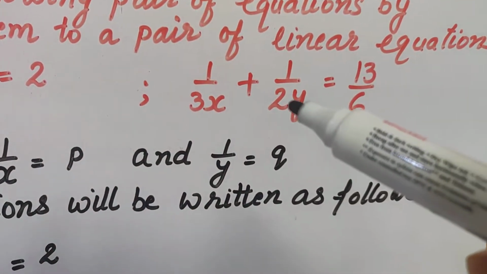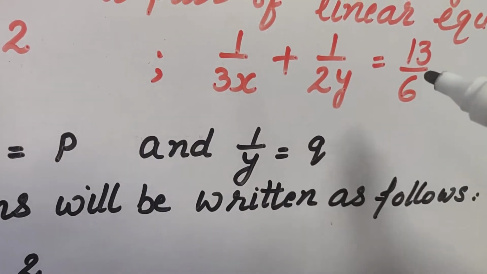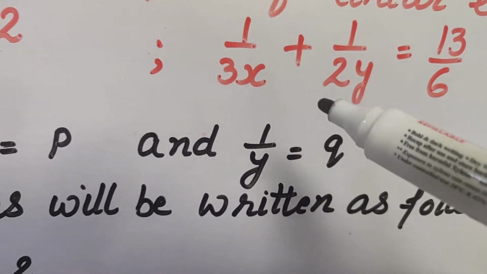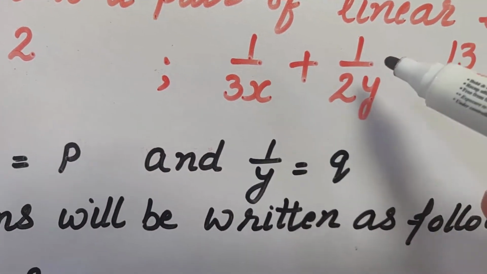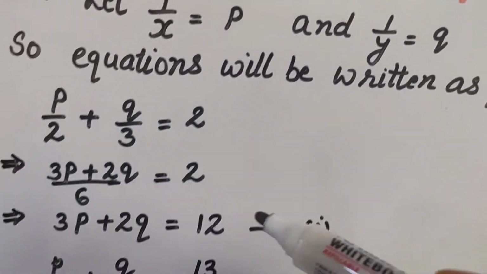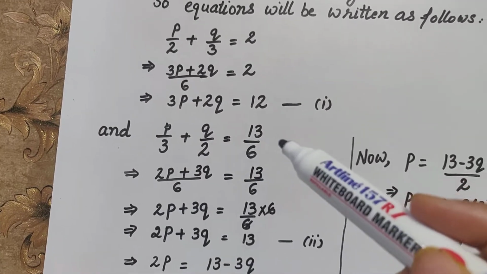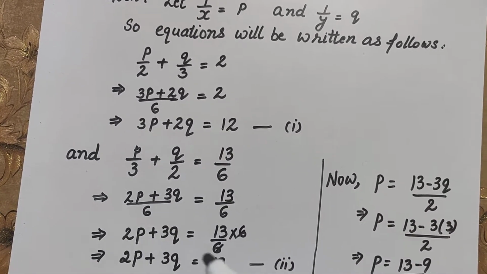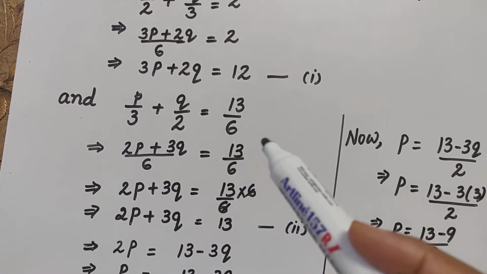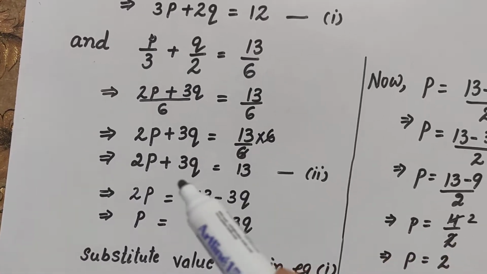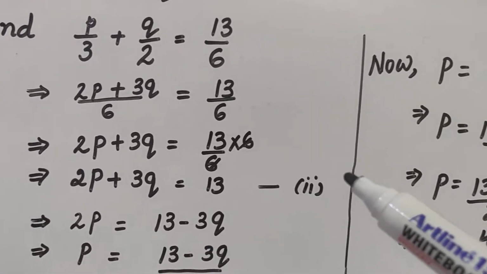Now children, in the same way, this equation 1 upon 3x plus 1 upon 2y is equal to 13 upon 6 will also be written as a linear equation. This will become p upon 3. This will become q upon 2. So p upon 3 plus q upon 2 is equal to 13 upon 6. So again, I have taken the LCM and I have got this equation 2p plus 3q is equal to 13 upon 6. After solving it, I have got 2p plus 3q is equal to 13. This is equation number 2.